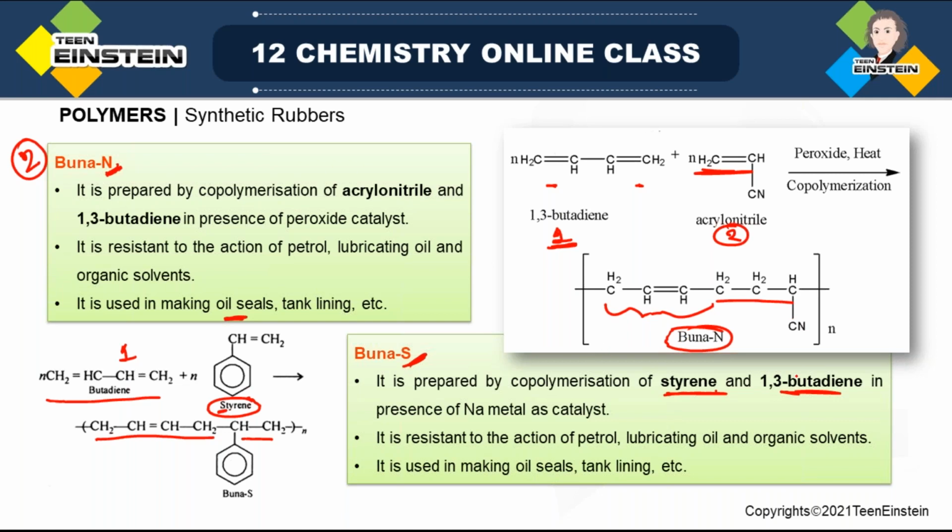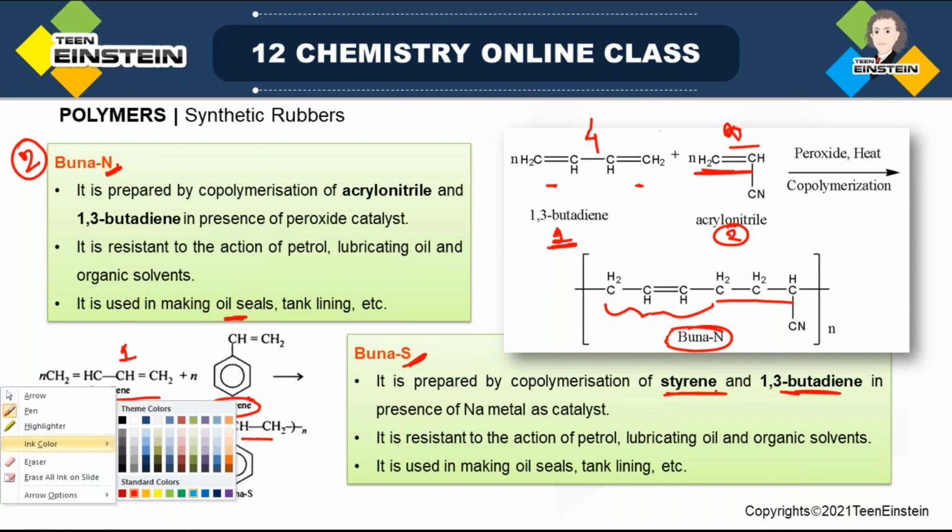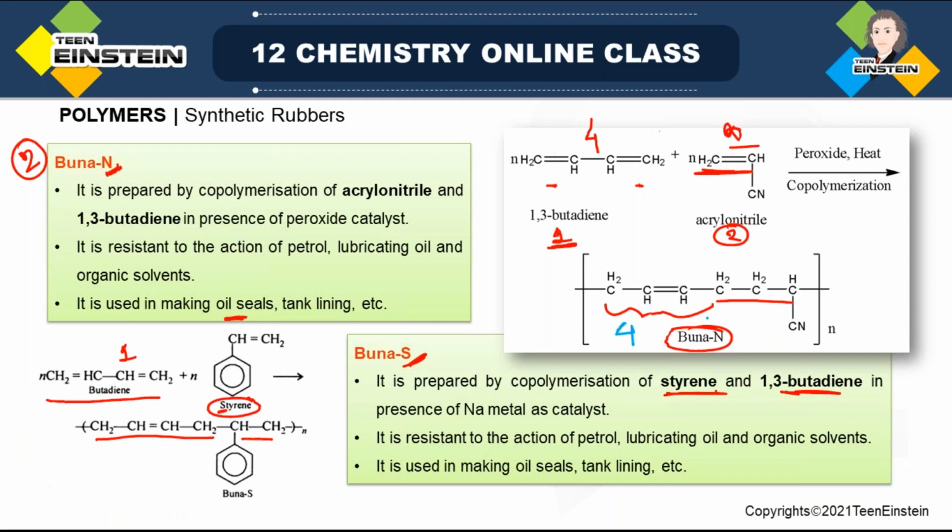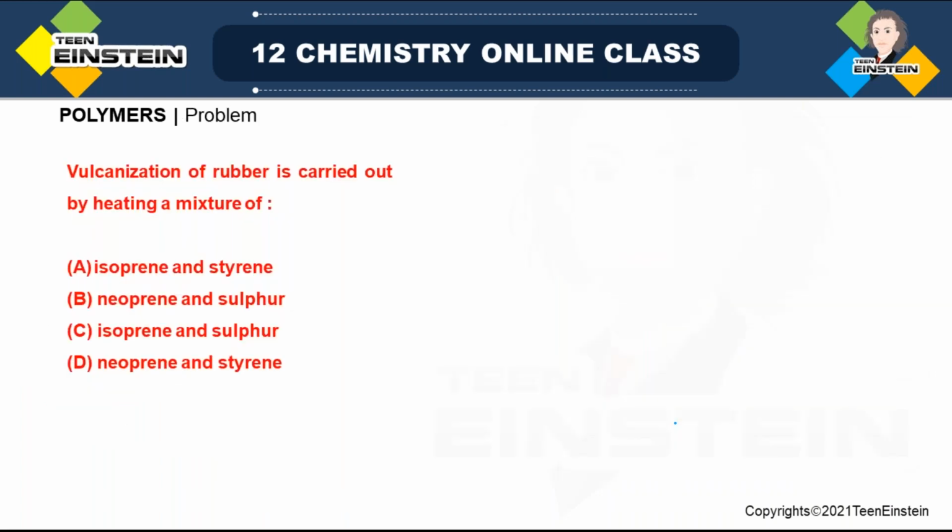As I have said, in the repeating unit, the total number of atoms that are already present in the monomer will be the same, as you can see here. So it is the source of 4 carbon, it is the source of 2 carbon. So you can also see it here. This is 4 carbon up to this, and then these are 2 carbon. Okay, so the total is 6, and CN is the substituent. Now, in presence of sodium metal as catalyst. Fine. So this is Buna-S.